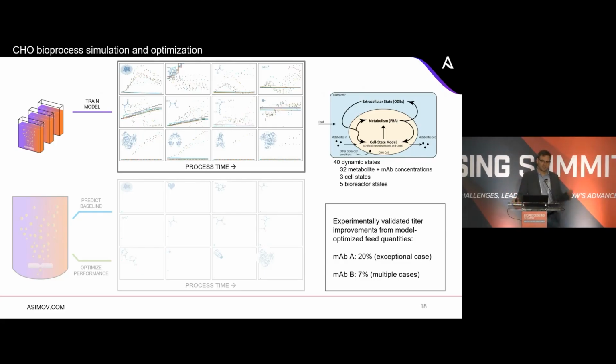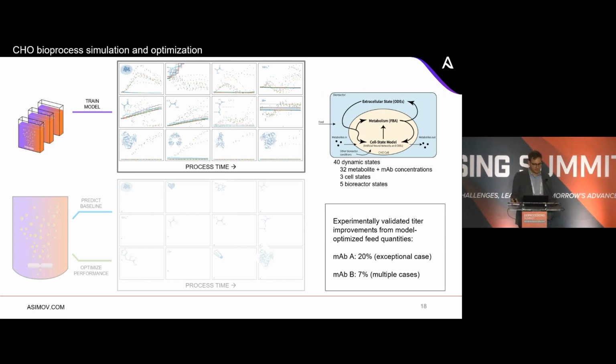Our implementation is a little bit different. Our fluxes are modulated by an artificial neural network that we have trained to recapitulate the data that we see in various process conditions. But what we're doing is we're representing 40 dynamic states, 32 of which are extracellular metabolites, one of which is a mAb, and then 3 unique cell states and 5 bioreactor states that represent things like pH. And we integrate that over time and we can get trajectories of all of those states. And then, of course, we can do things like optimize.